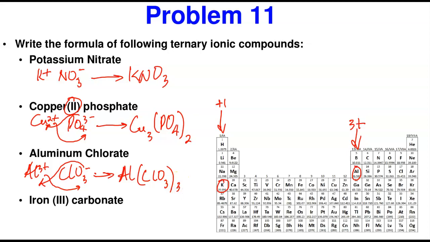The last but not the least, iron III carbonate. Iron here is 3 plus. Carbonate here is CO3 2 minus. We used carbonate earlier. If they swap their charges again, this charge will come and go to iron, and this charge will come and go to carbonate. And what do we have? Iron is going to get the 2 from carbonate, whereas because you're going to put more than 1 unit of carbonate, you need the parenthesis, so it's going to be Fe2 (CO3)3. This becomes the formula of iron III carbonate.